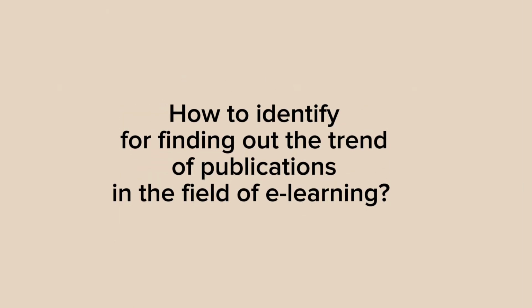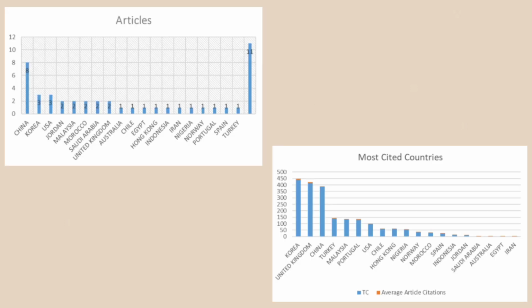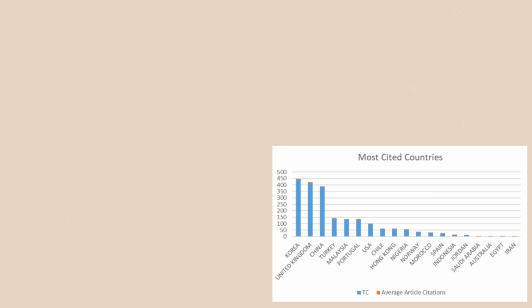First, how to identify the trend of publication in the field of e-learning. Trends describe an increasing concentration of studies in Asia, where it has about 47%, where most of them are developing countries. Those countries are considered as areas for innovative practice about digitalization. From the picture on the left, we can see that China is the most productive country. It has 8 publications. From the picture on the right, we can see that Korea has the highest number of citations. It has 439 citations.